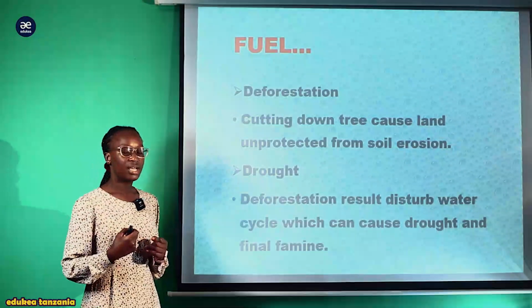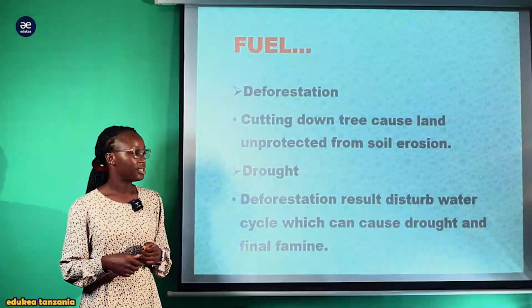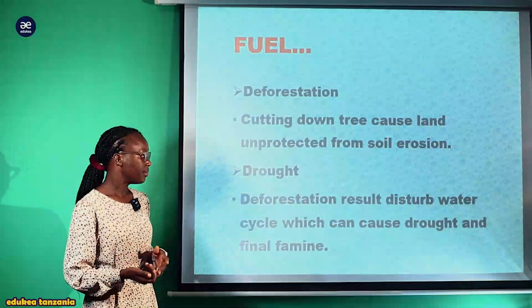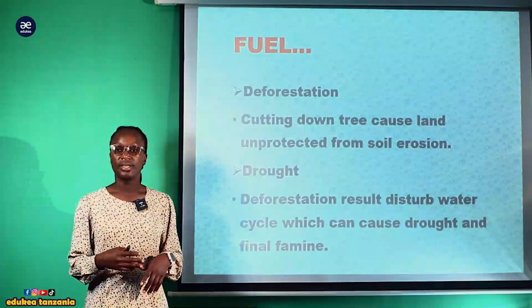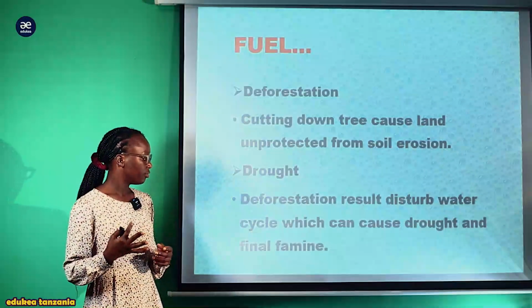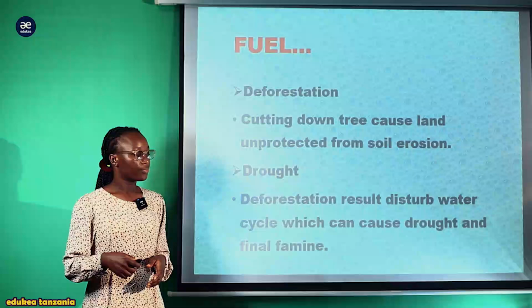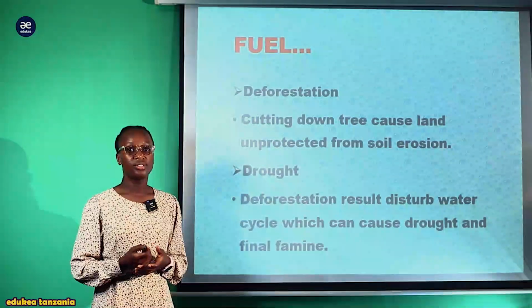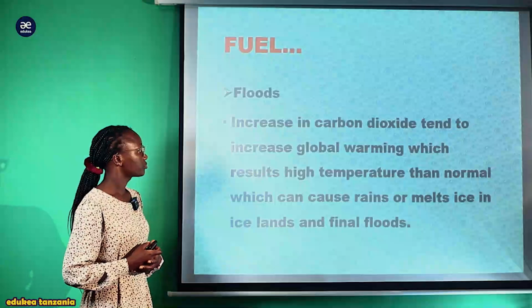Another is drought. Drought how? Baada ya ukataji miti, it will disturb the water cycle, and after disturbing the water cycle it will cause the drought. Kunakuwa na ukame, kunakuwa na hizo famines and so on. So this is due to the use of the firewoods and the charcoals.